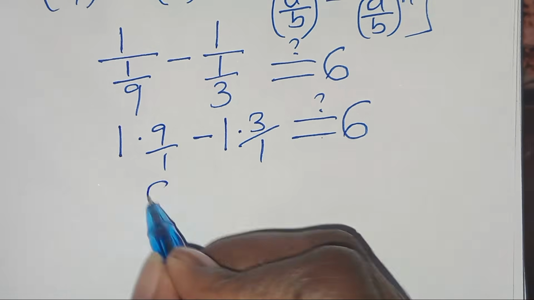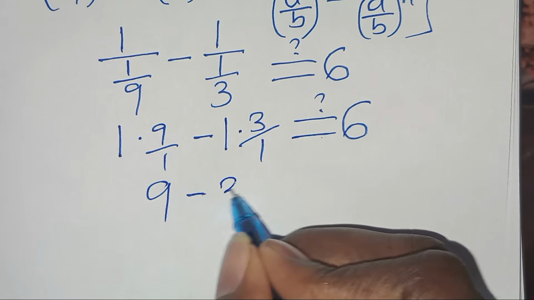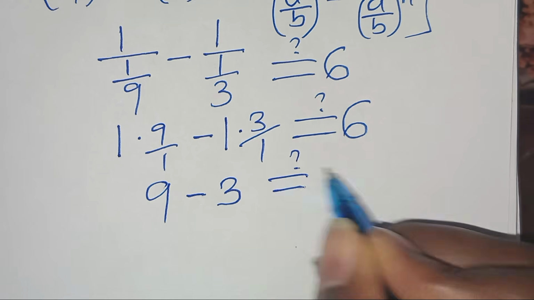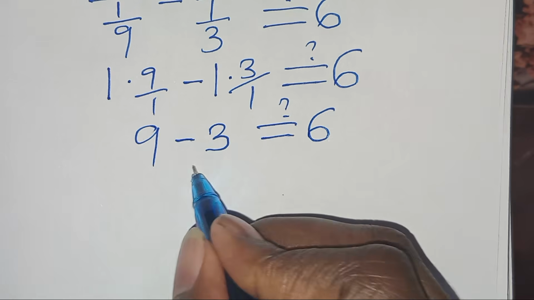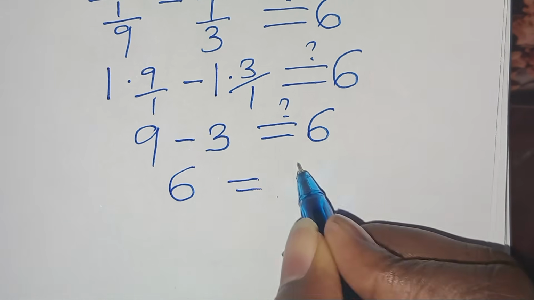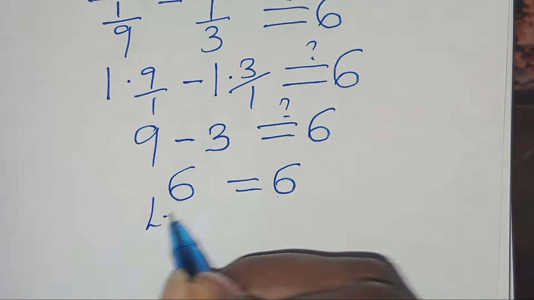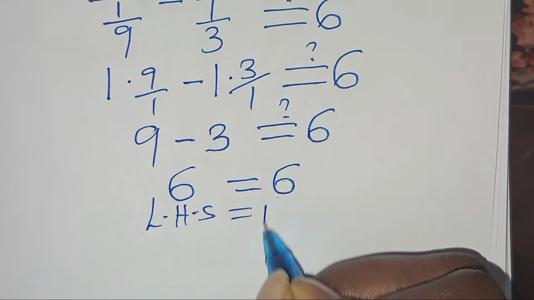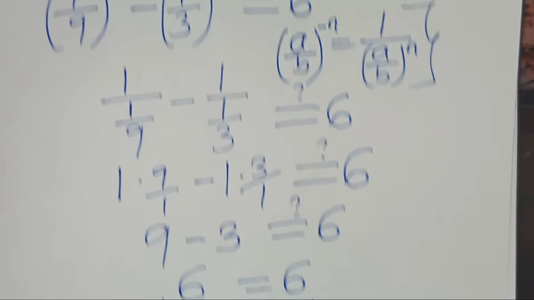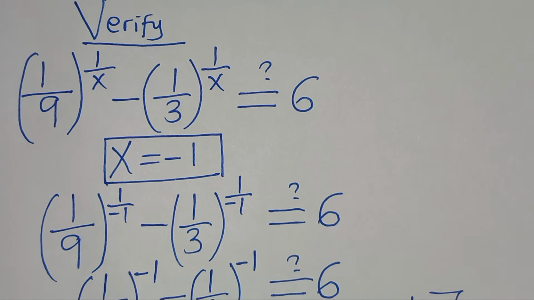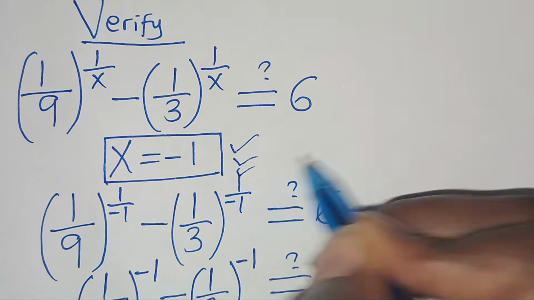So 1 times 9, this is 9, minus 3. This should give us a value of 6. So 9 minus 3, this is 6, which is equal to 6. So the left hand side is equal to the right hand side. And this proves that the value of x here, which is minus 1, satisfies the equation.